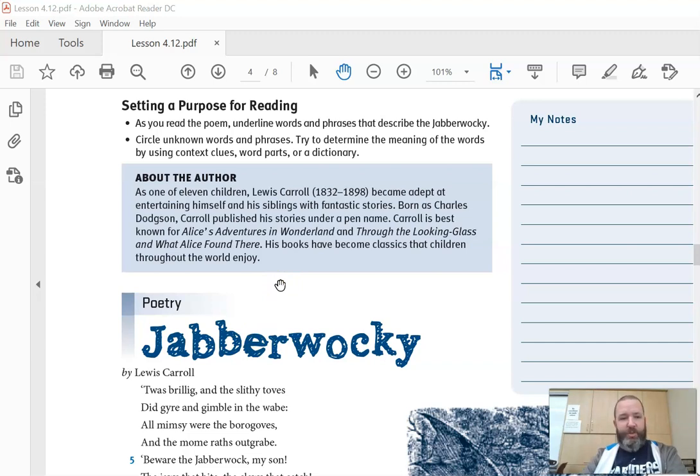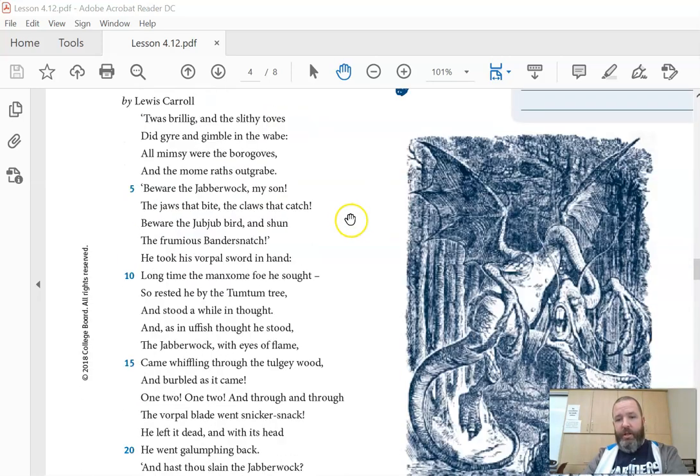I like this poem. This one's fun to read out loud if you've had some practice with it, because there's some made-up words. So obviously, circle unknown words and phrases. You're going to have a lot in this one because the author makes up some words, and it's kind of fun to try and imagine what the author meant by these words. So you have to describe. Some of those made-up words are also described in the Jabberwocky, which they give you a picture.